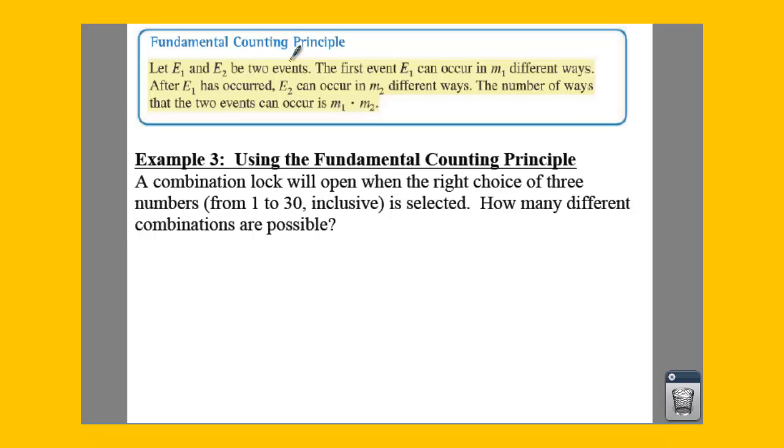So your fundamental counting principle says if you have two events, E sub 1 and E sub 2, your first event can occur in m sub 1 different ways, and after it has occurred, E sub 2 can occur in m sub 2 different ways also. So the way to find your number of ways that these two events occur, you just multiply their different ways.